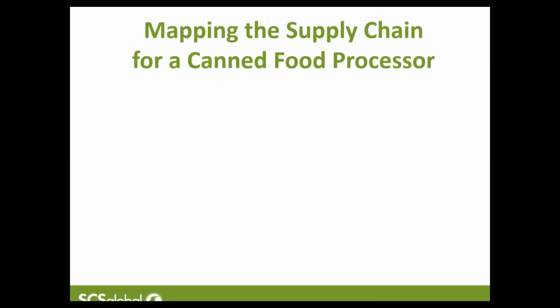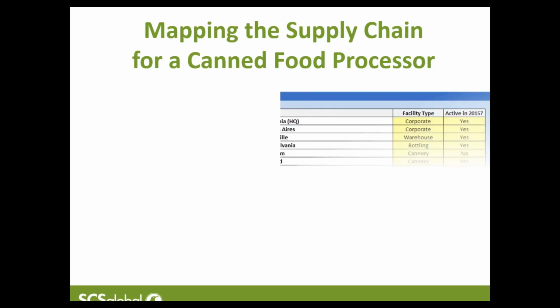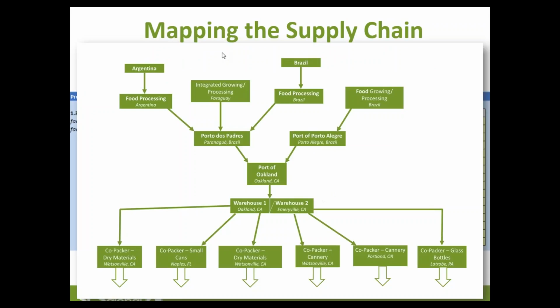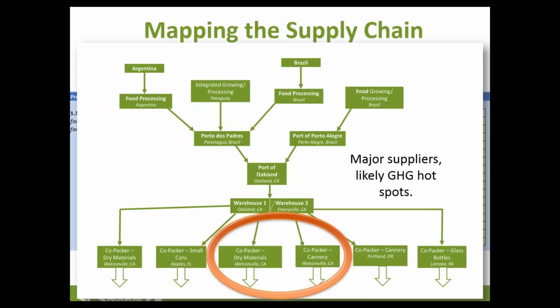Here are two examples of mapping out supply chains and identifying main categories of spend. The first is for a relatively small company, a canned food processor. In this process, we collected data on the different facilities owned and operated by the company and that it purchases different types of goods and services from. Then we mapped that out in a supply chain flow diagram like this and identified the major categories and major suppliers to the company. So these were the major suppliers and the likely greenhouse gas hotspots for this small company.